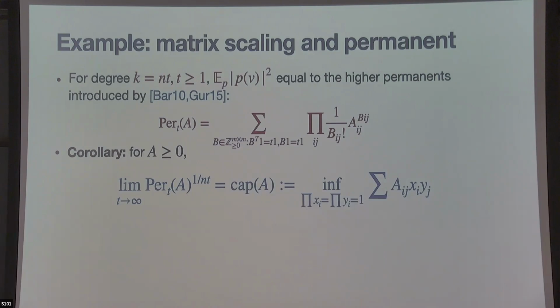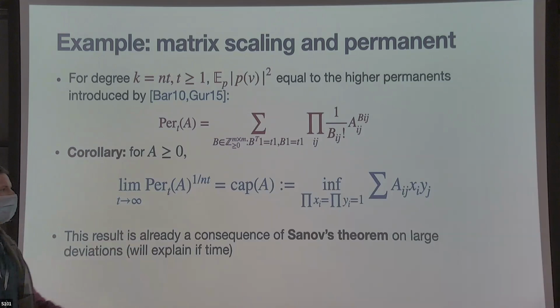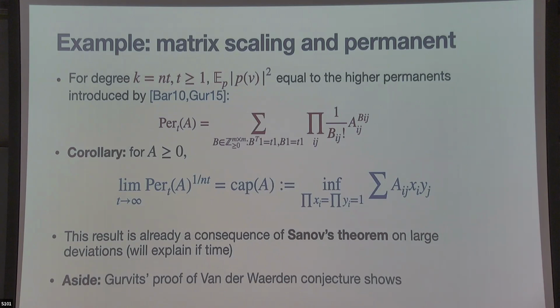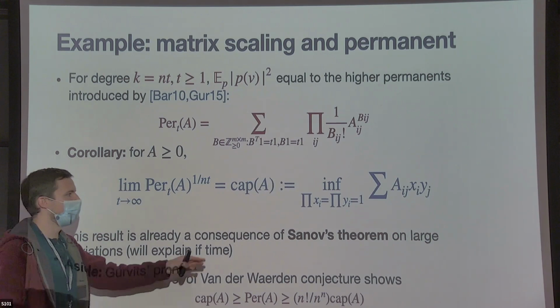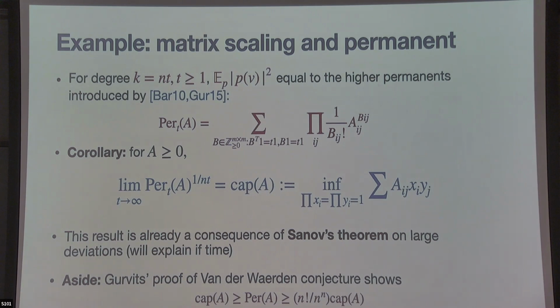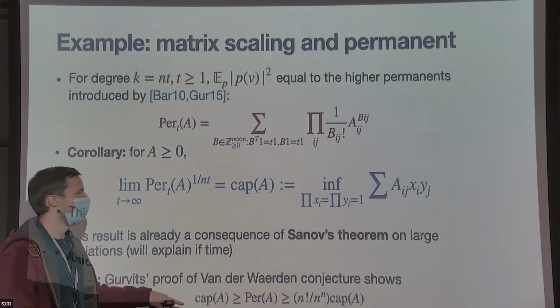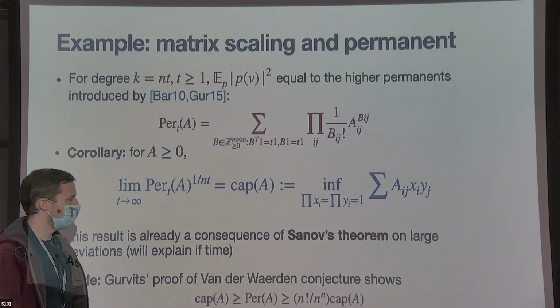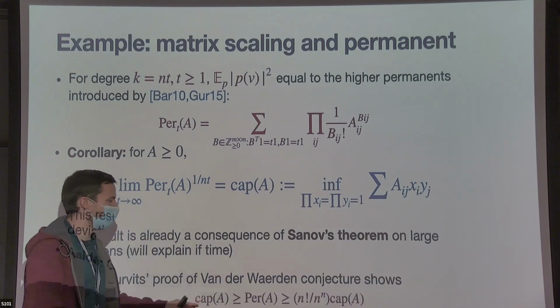Actually, this result is not very hard. You don't need our theorem for it. It comes already from some large deviations theory, which I'll get into if I can. But there's another little aside here, that there are already some really cool things about the relationship between the permanent and this capacity. And that's what Leonid Gurvits has done. He showed that just the regular permanent is closely related to this capacity quantity. And that's cool because the capacity is easy to compute, whereas the permanent is clearly not.